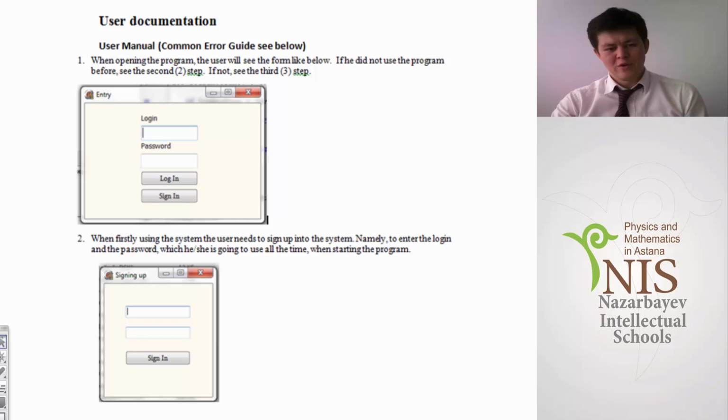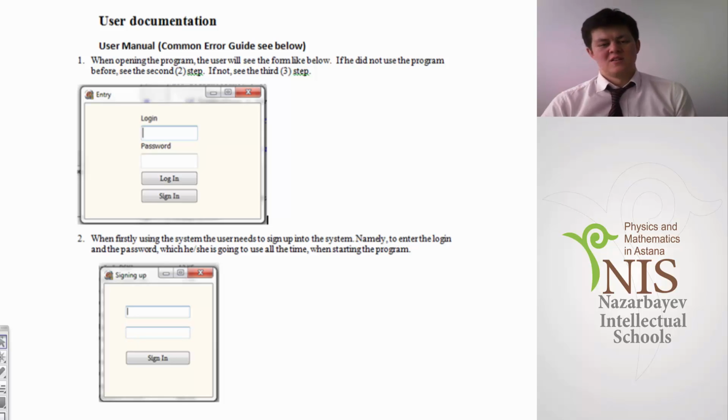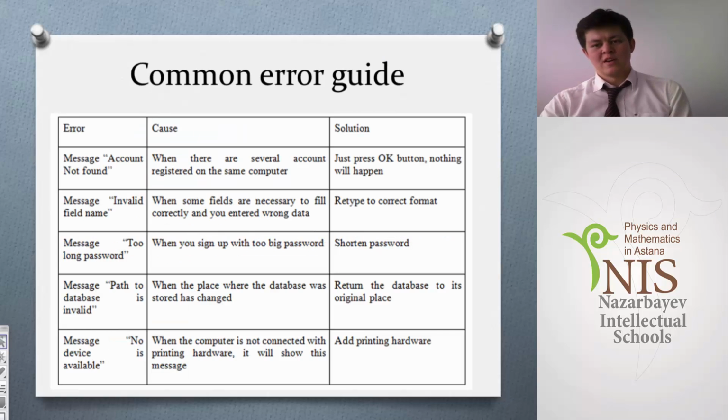So when firstly using the system, the user sees the sign-in to the system, namely to enter the login and the password which he or she is going to use all the time when starting the program. So everything is clear, two different fields, and the user can see how he should act.